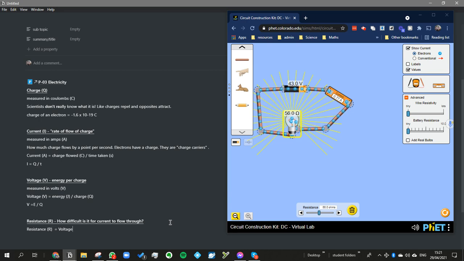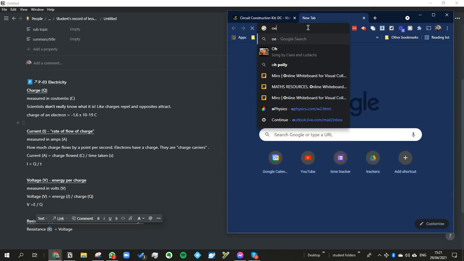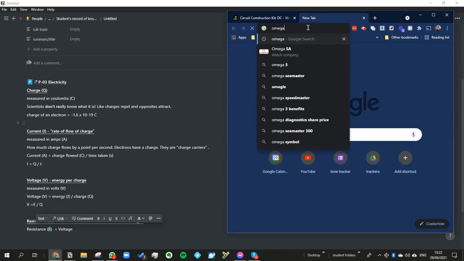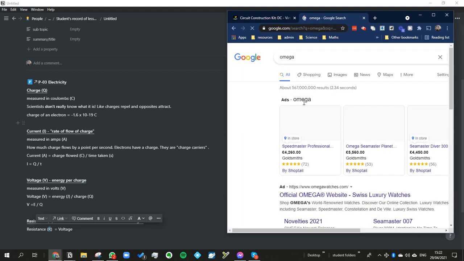Is equal to volt. Actually, let me just be consistent. I've been using units in the brackets there. So, okay, I wonder if I can get a symbol for omega. It is, yeah. It's like a horseshoe type thing. It's a Greek letter. Okay, let's do omega.